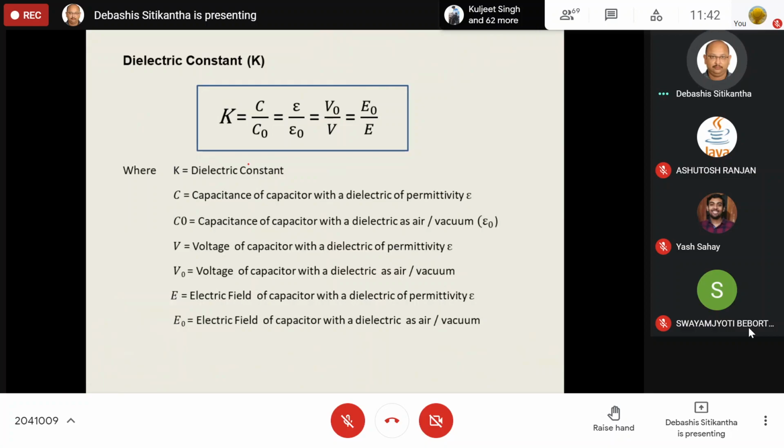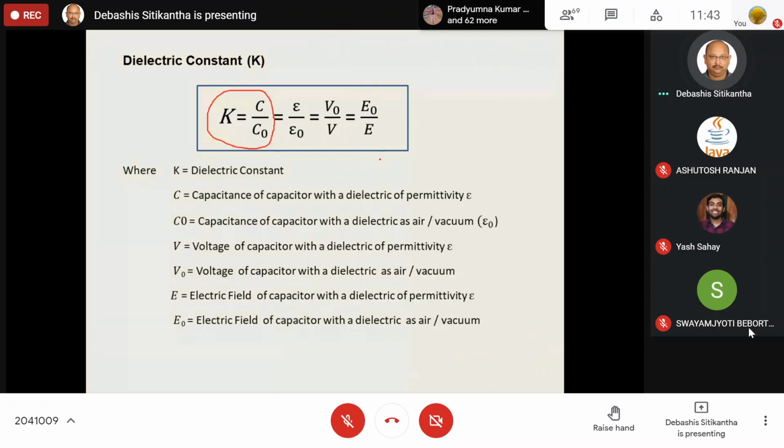The definition of the dielectric constant says that it is nothing but the ratio of the capacitance of a capacitor with some dielectric material to a capacitor without the dielectric medium. That means it is referring to an air-core capacitor. So your dielectric constant is given by C/C0. The subscript 0 indicates that it is an air-core capacitor. So C is nothing but the capacitance of a capacitor with a dielectric medium of permittivity epsilon.